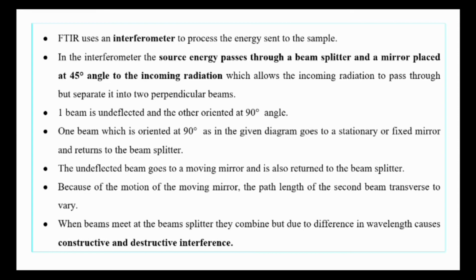The beam which is oriented at 90 degrees, as in the given diagram, goes to the stationary or fixed mirror and returns to the beam splitter. The undeflected beam goes to a moving mirror and also returns to the beam splitter. Because of the motion of the moving mirror, the path length of the second beam varies. When the beams meet at the beam splitter they combine, but the difference in path causes constructive and destructive interferences.